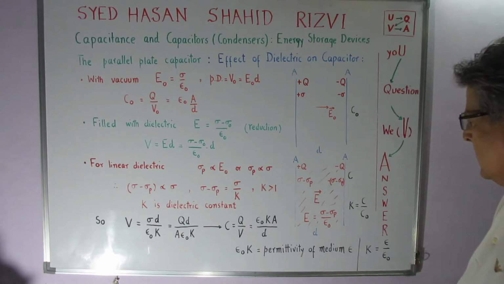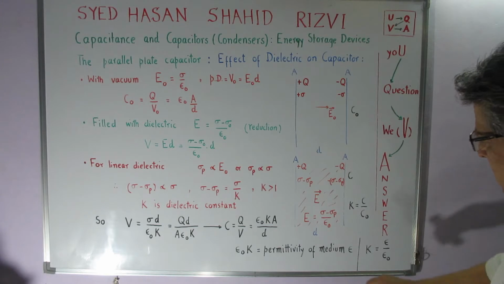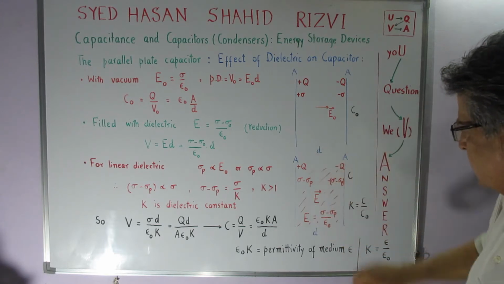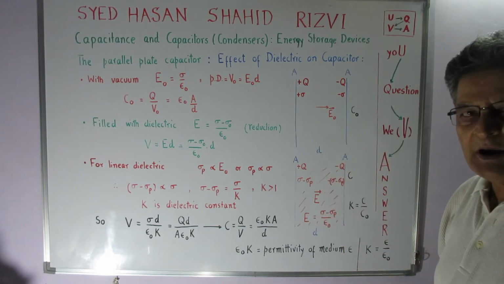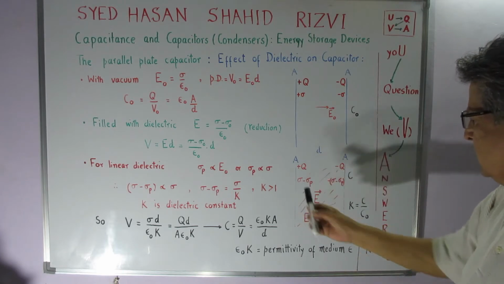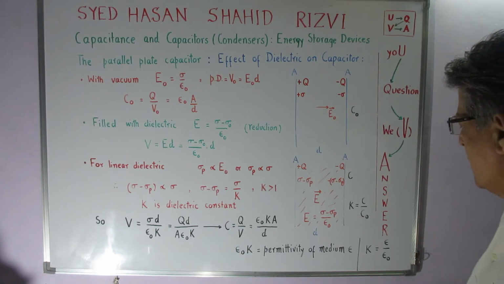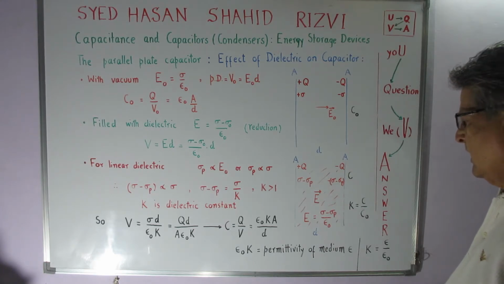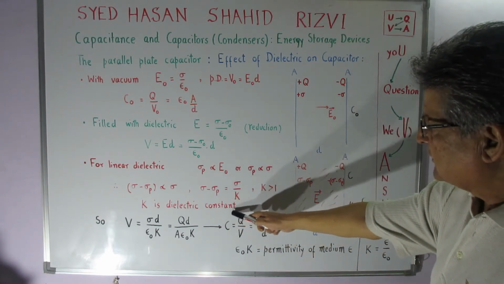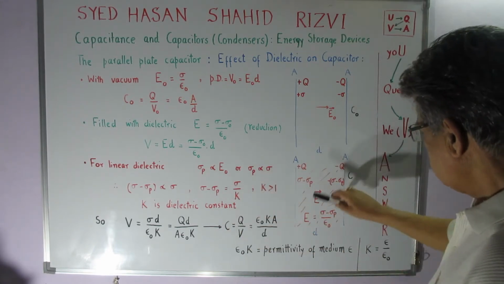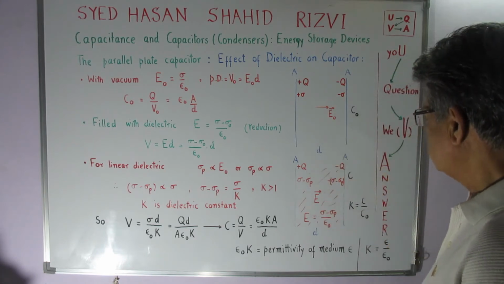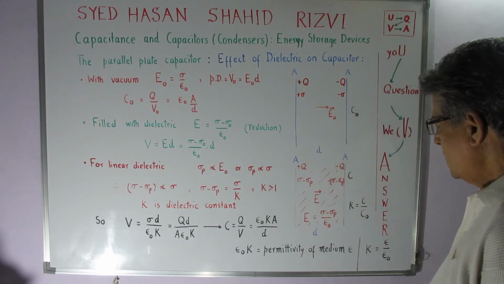Now what we do is, we enter a dielectric in the space between the two plates, a dielectric which will have a dielectric constant K, that is entered fully into the system. So what happens?